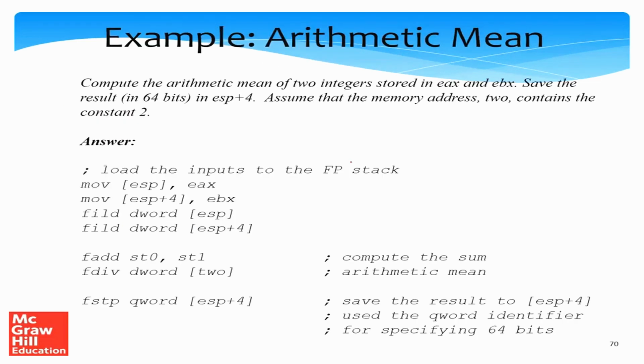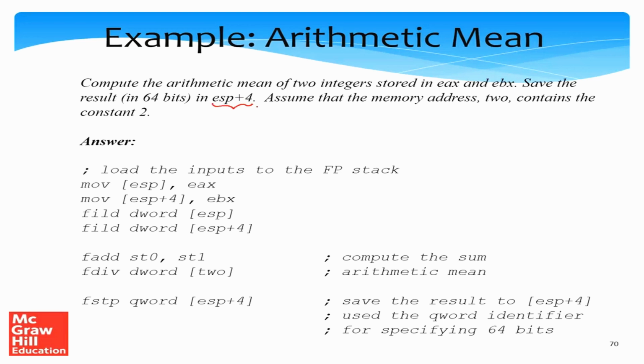So let's show an example. Let us compute the arithmetic mean of two integers stored in EAX and EBX. Let's save the result. So here there is a catch. We don't want to save a 32-bit floating point. We want to save a 64-bit floating point. A 64-bit floating point number is a double precision number. So we want to save this in the address ESP+4. Let's assume that the memory address 2 contains the constant 2.